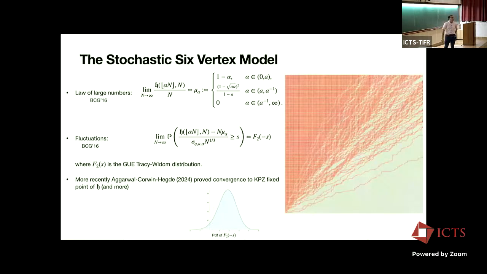Matteo, is the theorem about fluctuations valid for any alpha or just alpha in the range? The fluctuations? It's for all alpha? Only in the liquid region. Only for this?